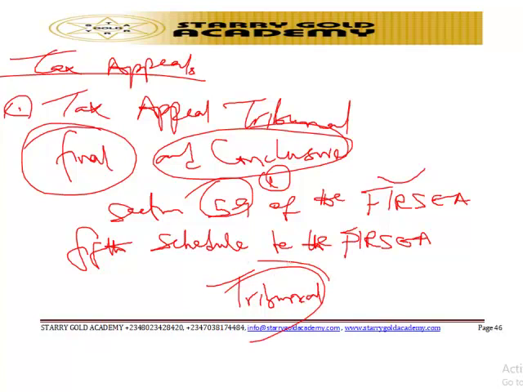To exercise the jurisdiction, powers, and authority conferred on it by or under this schedule, it also states that the minister may, by notice in the Federal Gazette, specify the number of zones, matters, and places in relation to which the tribunal may exercise jurisdiction. Are we together? So now I will discuss what the tax appeal is all about.